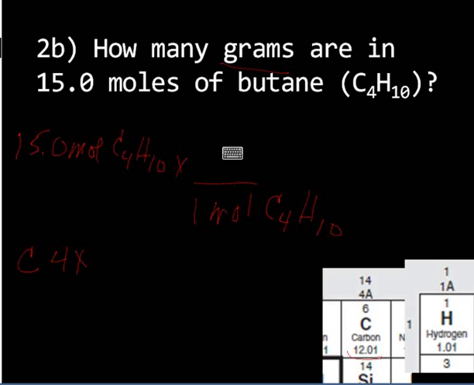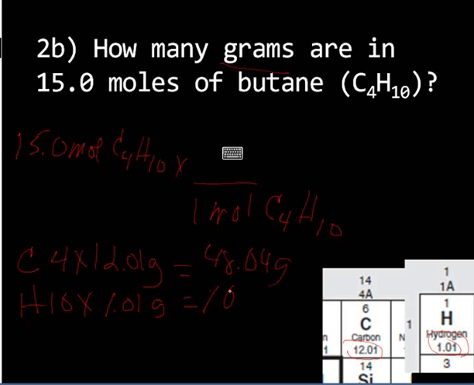1 mole of carbon is 12.01 grams per mole, and hydrogen, I have 10 of those, and each of those weighs 1.01 grams. If I multiply 4 times 12.01, I get 48.04 grams. 10 times 1.01 is going to give me 10.10 grams from hydrogen. I add those up and I get 58.14 grams. Okay, so I can plug that in here.